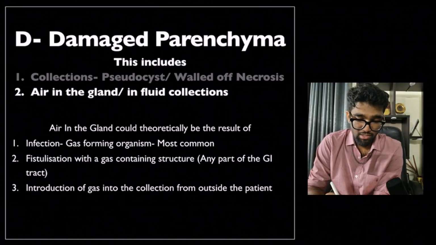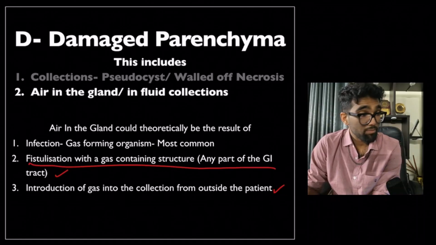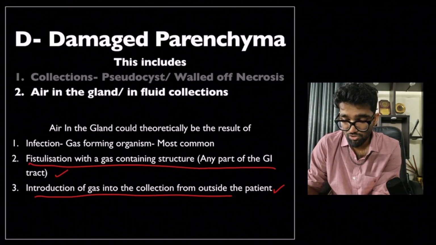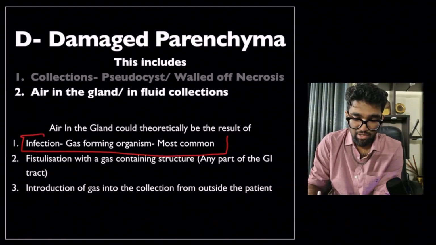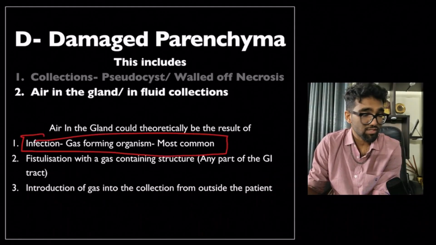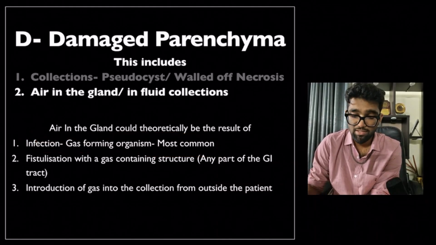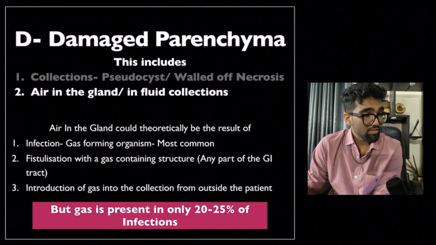So obviously these are two very specific clinical scenarios, and in this case we'll be able to find a fistula between the collection and the GI tract, and in this case we'll have a history of placement of a catheter. But in any other situation, gas within the gland or around the gland, in a collection around the gland, indicates that there is an infection, and that worsens prognosis.